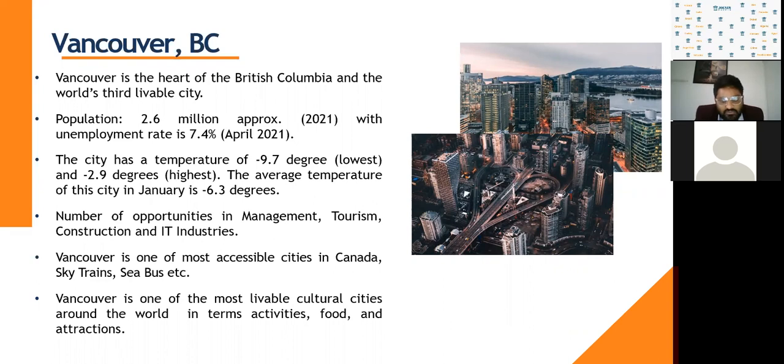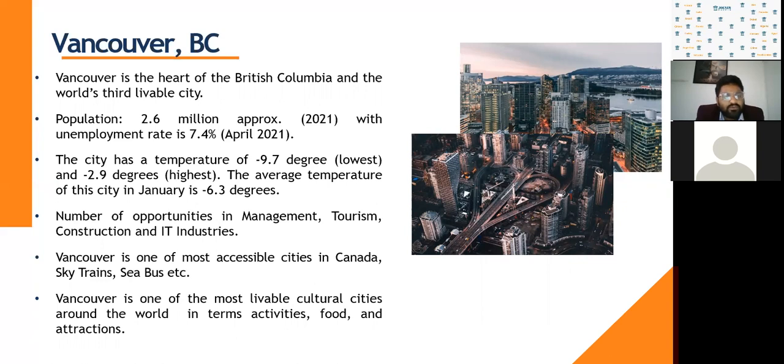So there are so many people who are completely local to this country, and there is a large number of cultural activities and a large number of cultural foods which you find in this Vancouver city. Due to this, so many tourists visit all year round, like 2 to 3 million people visit the city itself.